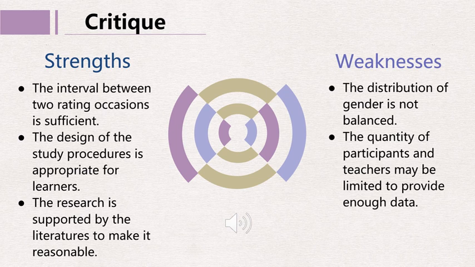As for the weaknesses, it can be seen that the distribution of gender is not balanced, with 22 female students and 7 male students, 5 female teachers and 1 male teacher, which may cause the data to be partial to female responses. Moreover, the quantity of participants and teachers may be too limited to provide enough data.